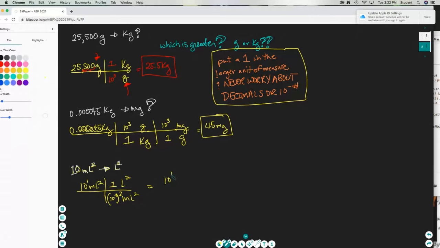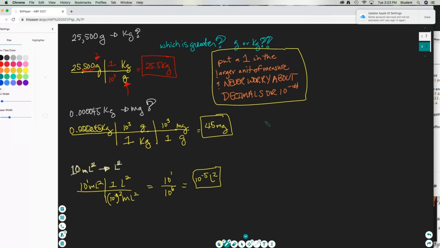So when we do our bases, what's the rule? What's this become? 10 to the negative 5. Yes, ma'am. I like how you sang your answer there. 10 to the negative 5. All right. So any questions on conversions?